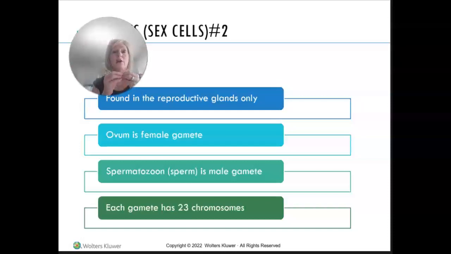So let's say one of the ova only had 22 chromosomes and the sperm had 23. When those come together, they're only going to have 45. Sometimes that's not really compatible with life, so a lot of times that baby will miscarry or there will be something wrong with the baby. So that's how that comes together.